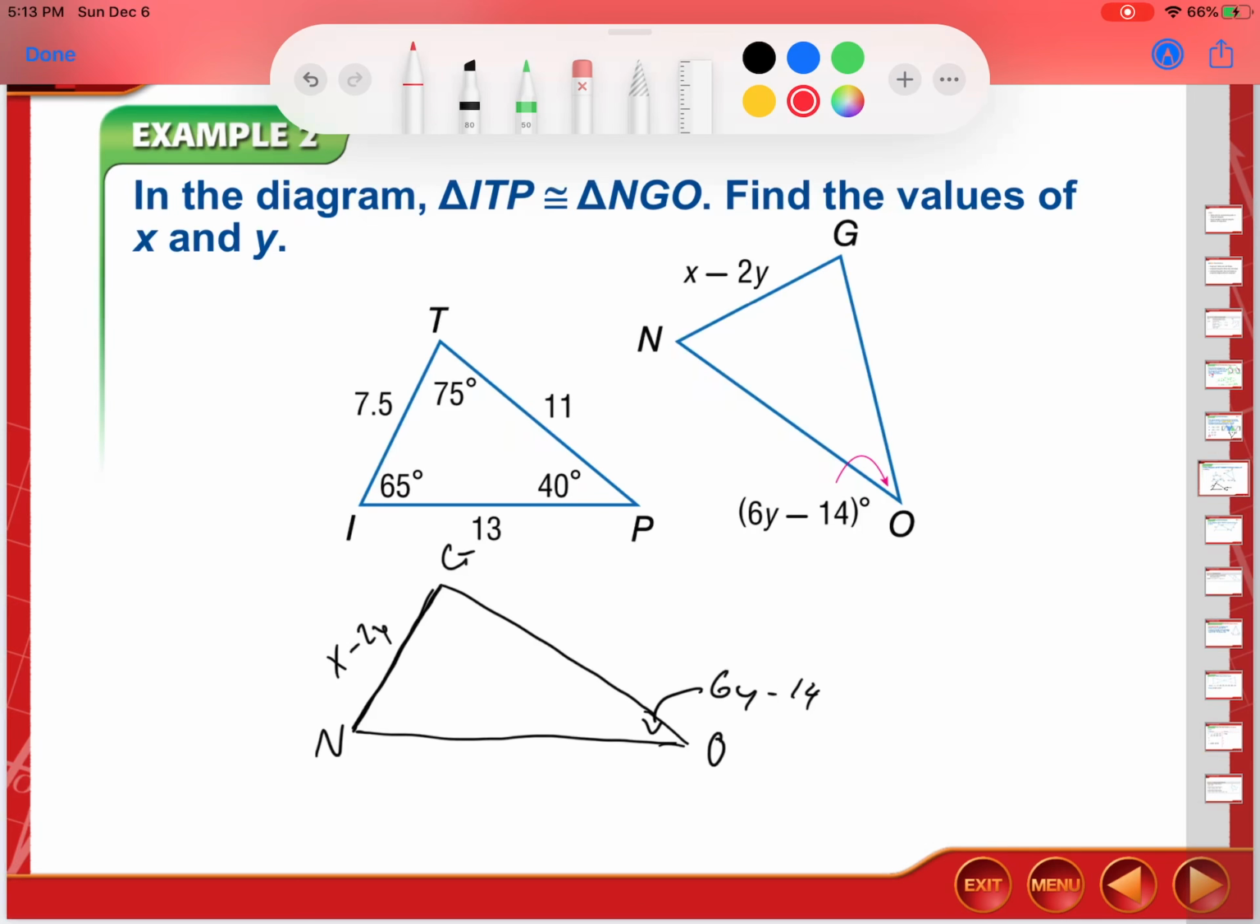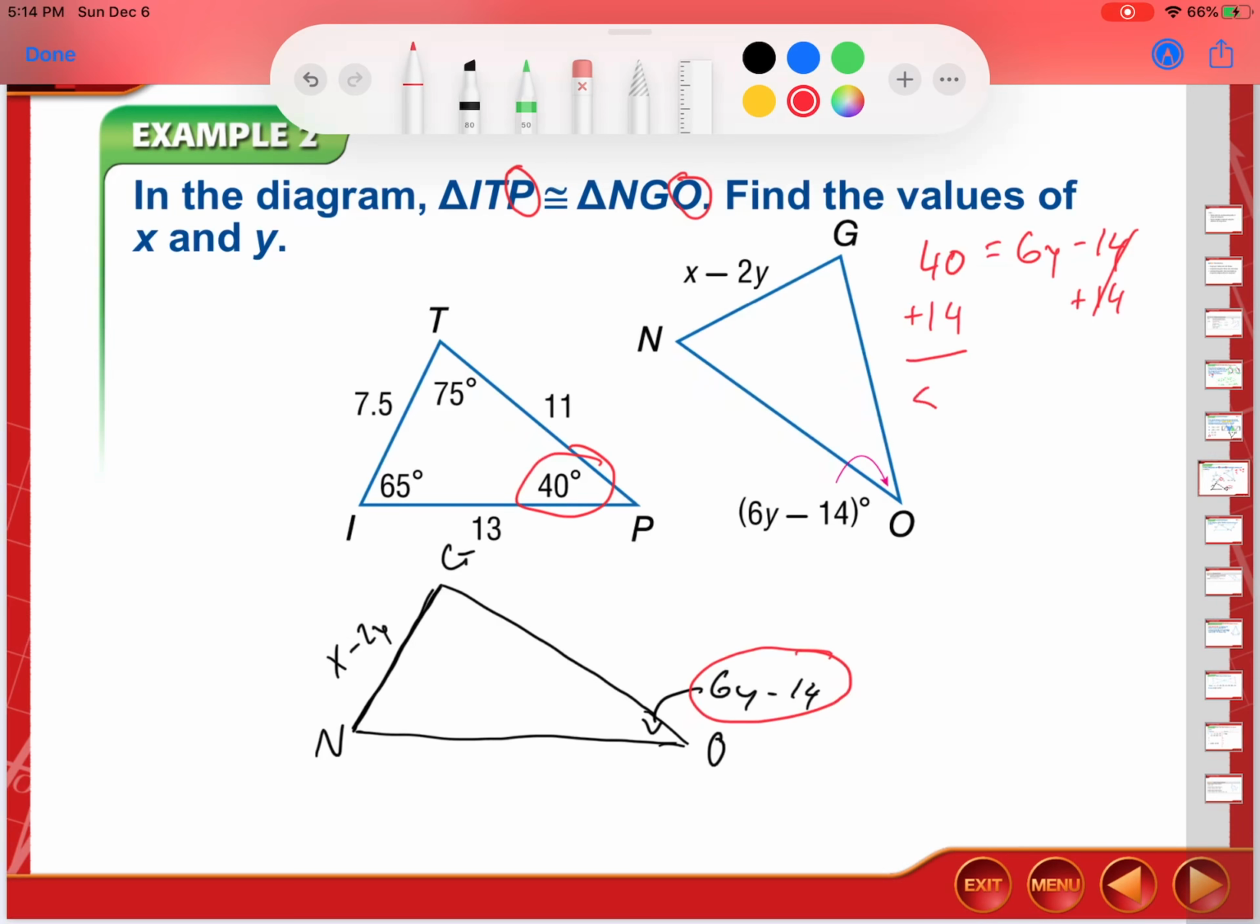Let's see. That has an x and a y in it, so we're not going to be able to solve that right away. The first one we're going to be able to solve is to say that this 6y minus 14 is equal to 40, because they are corresponding angles. If we look at our congruent statement, we know P and O are both the last thing in the congruent statement, so those two are congruent. So I would set these equal to each other. So 40 is equal to 6y minus 14. And then you would have to solve this.